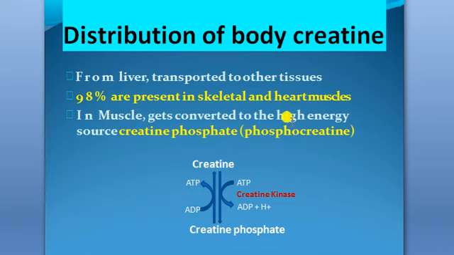In muscle, it gets converted into the high energy source creatine phosphate. See here, creatine is converted into creatine phosphate. So one phosphate is utilized. As I already said, the formation is an equilibrium. Creatine phosphate to creatine we discussed in the substrate level formation of ATP. If creatine is more, it is converted to creatine phosphate. If creatine phosphate is more, it is converted to creatine. So this is an equilibrium in the presence of creatine kinase.